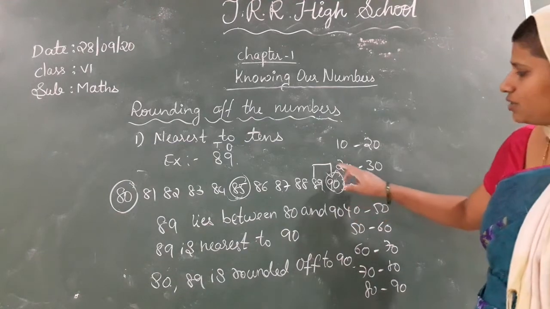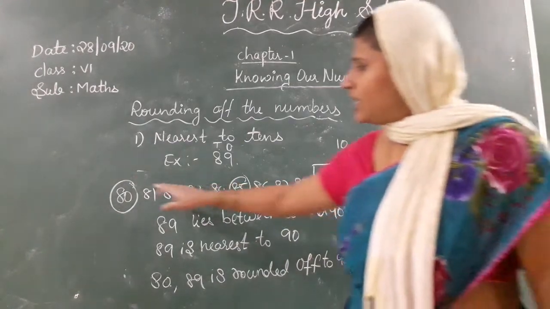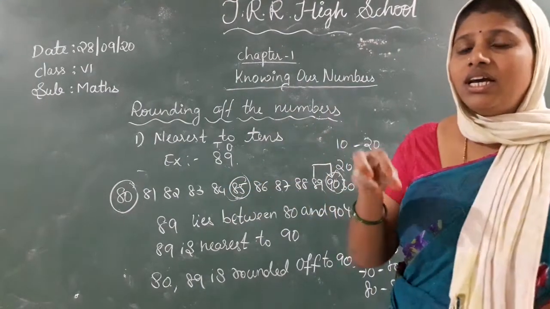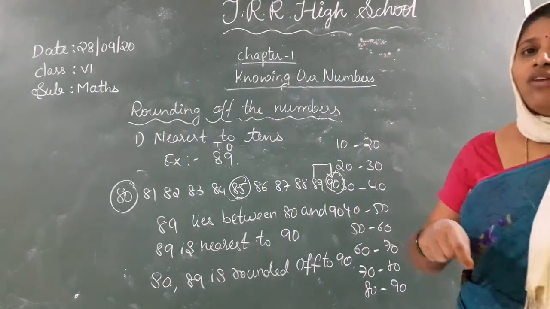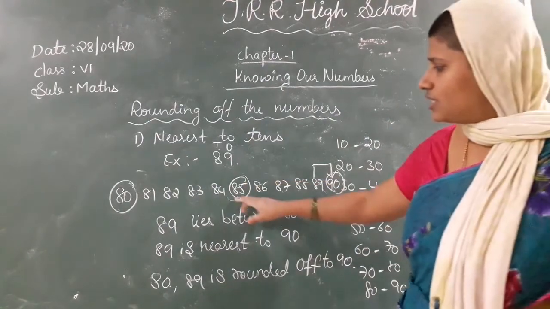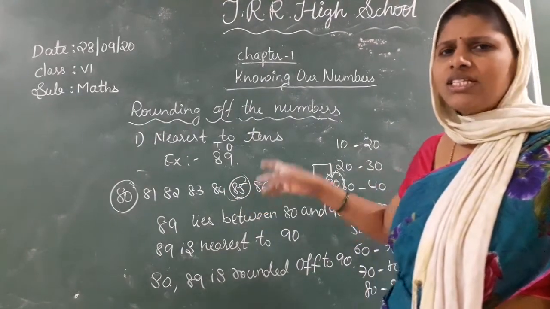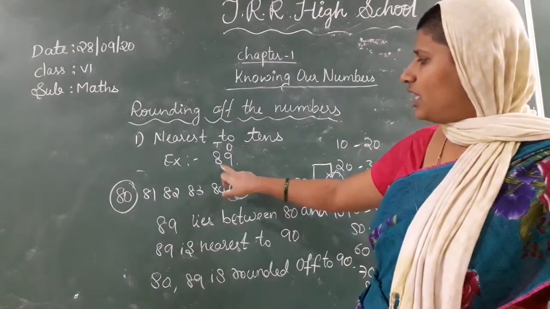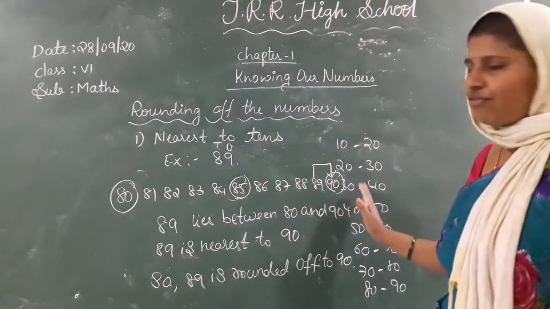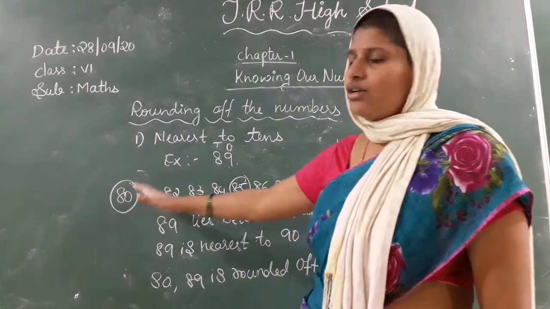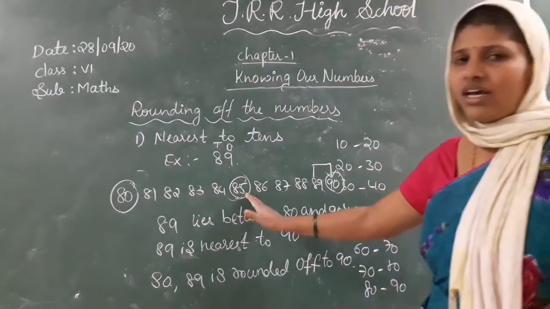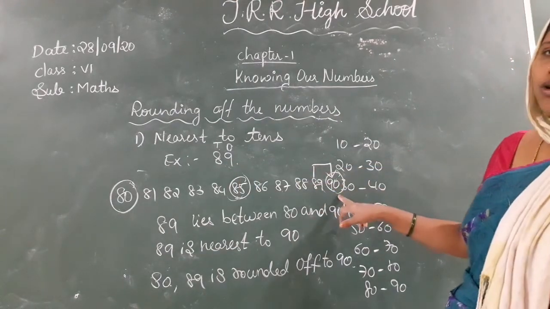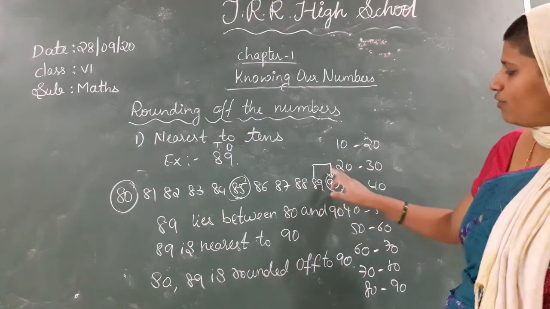After this you just circle the 90 and 80, and in between, the 85. 85 will be the number in between 80 and 90. So you always circle the 85. In the same way 75, 55, 65, like that. Now you have to see whether this 89 is after 5 or before 5. This 9 comes after 5. So this 89 is nearest to 90, so it is rounded off to 90.